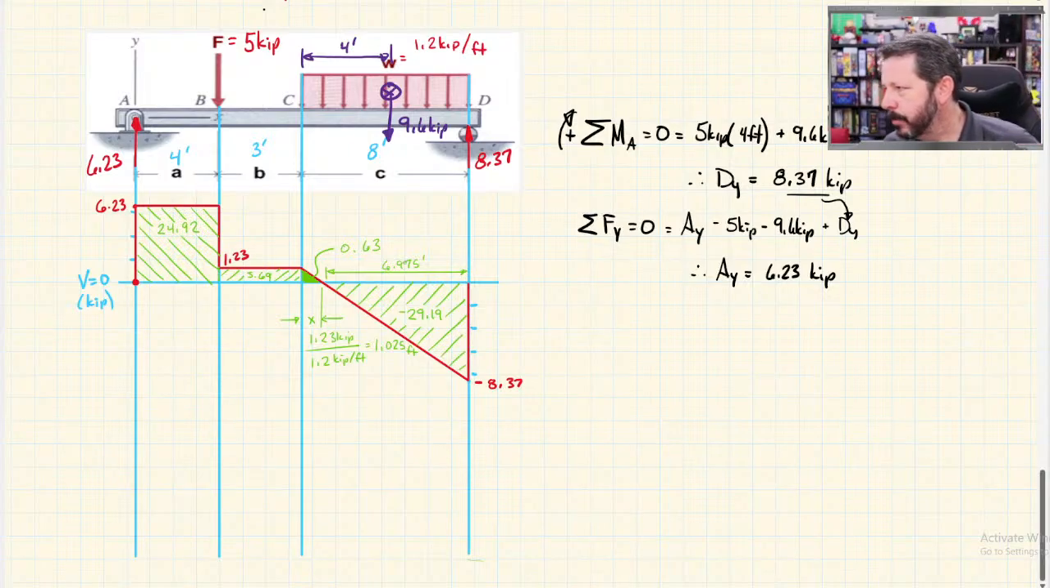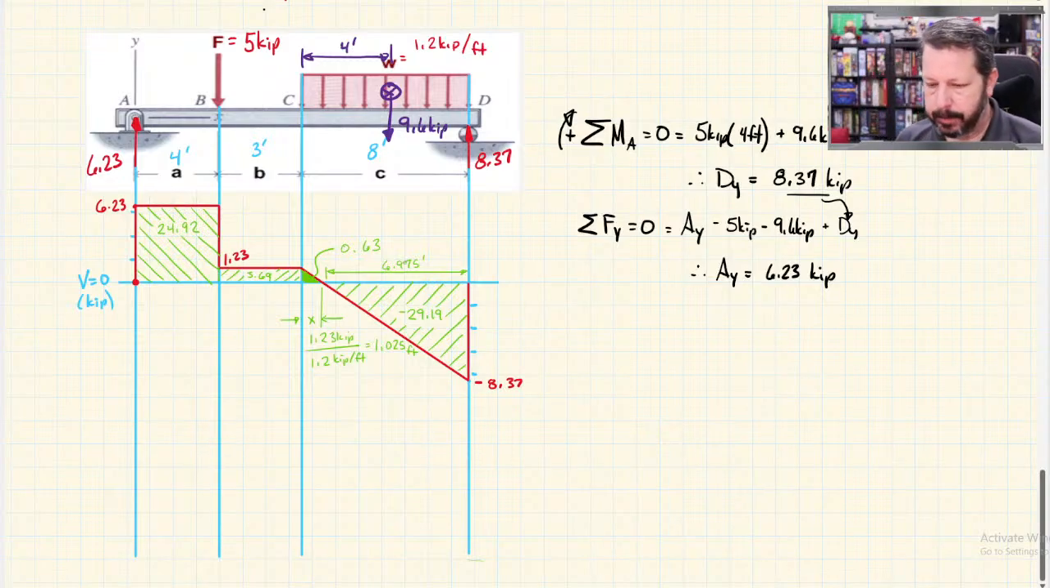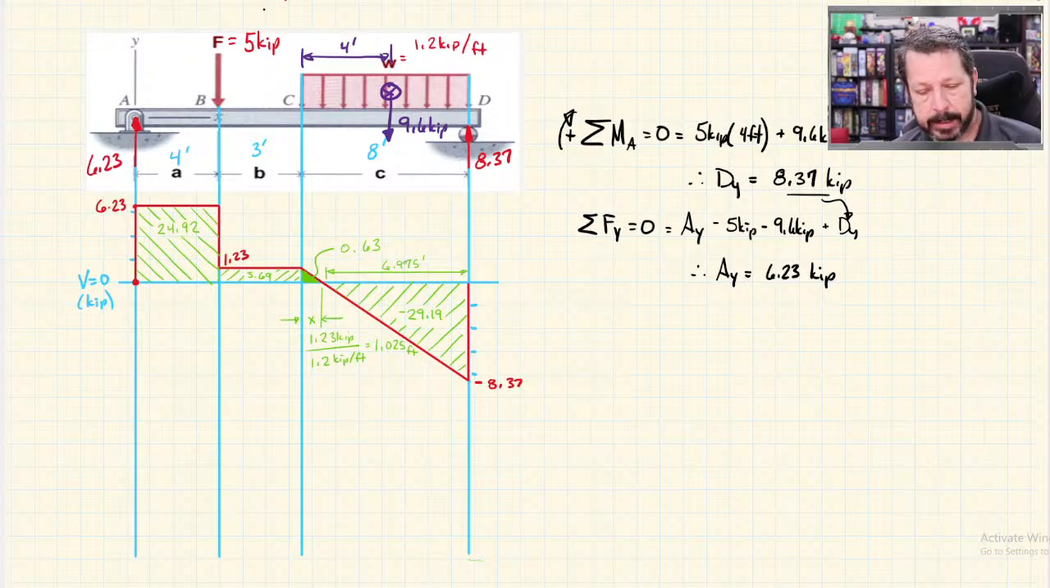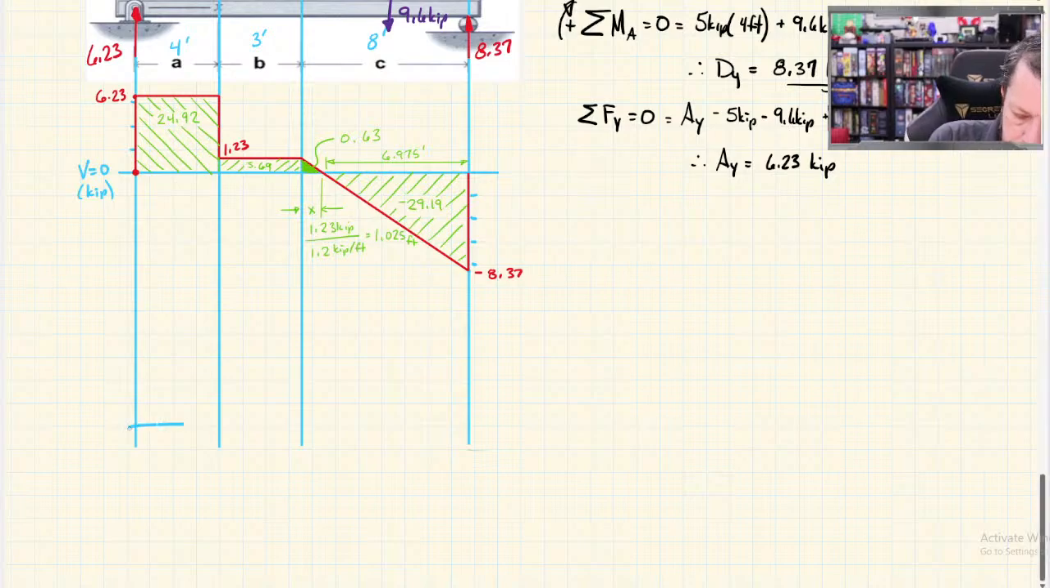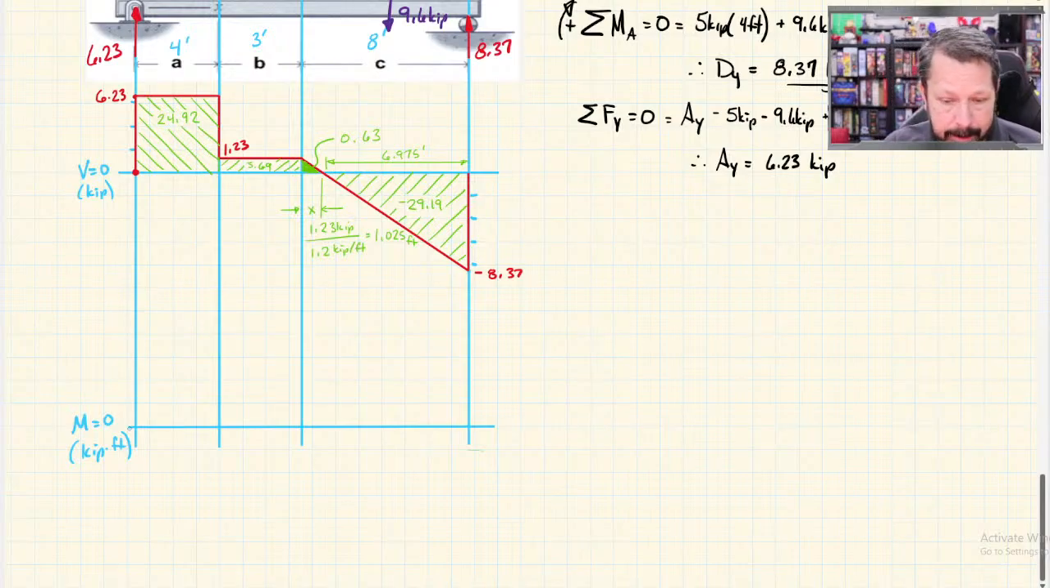Alright, I don't see any new fixes in the comments, so that's good. Alright, so we have integrated our shear diagram, and it's time to draw the moment diagram. So I'm going to scroll down here. I'm going to put a line for the moment diagram. I'm going to say m equals 0. The units on this are going to be kip feet. Now I'm going to add a line here. So I'm going to add, maybe I'll do a green one.